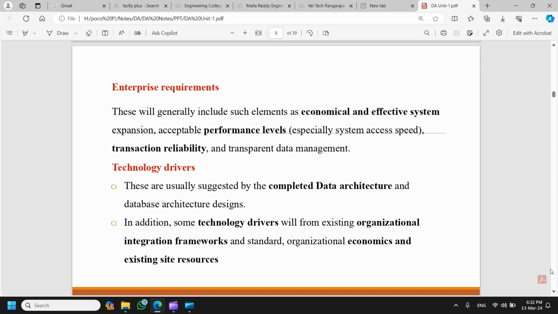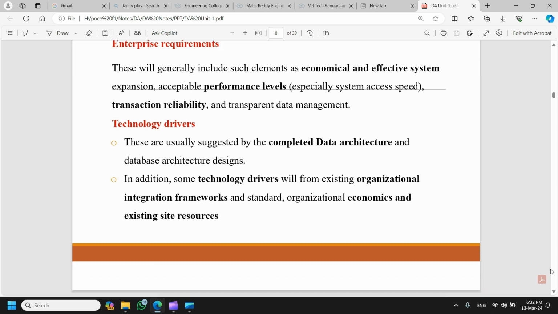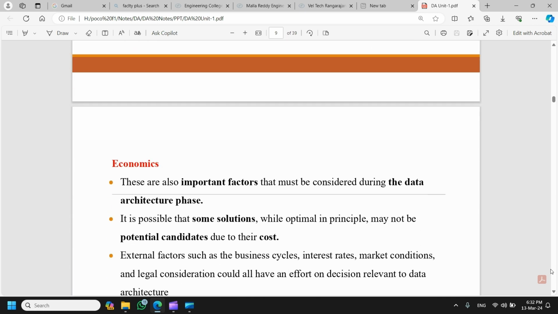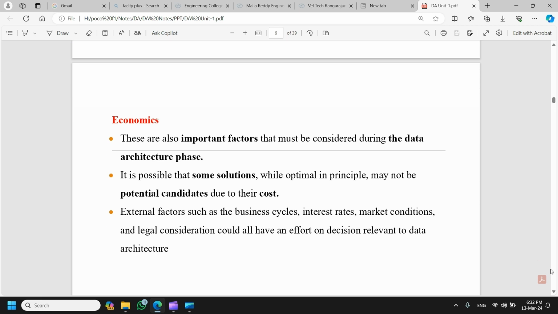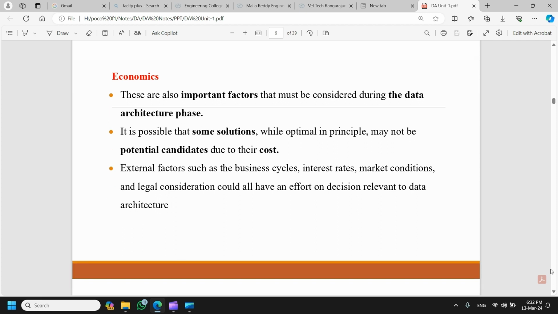Technology drivers are usually sustained by complex data structures and data architecture designs. In addition, some technology drivers come from the existing integration framework, standards organizations, and existing site resources. Economics is also an important factor that must be considered during the data architecture phase. A solution with optimal principles may not be a potential candidate because of cost. External factors such as the business cycle, interest rates, market conditions, and legal considerations can affect decisions relevant to the data architecture.